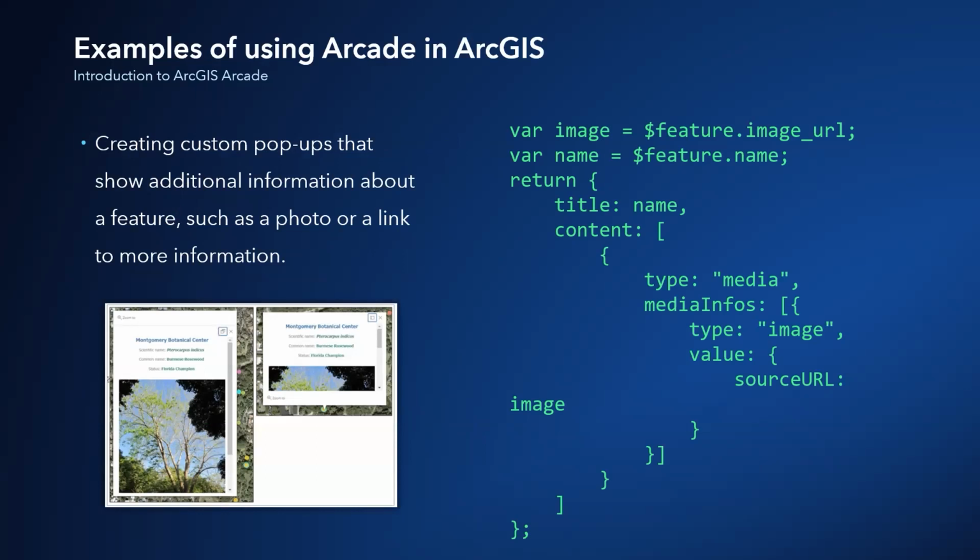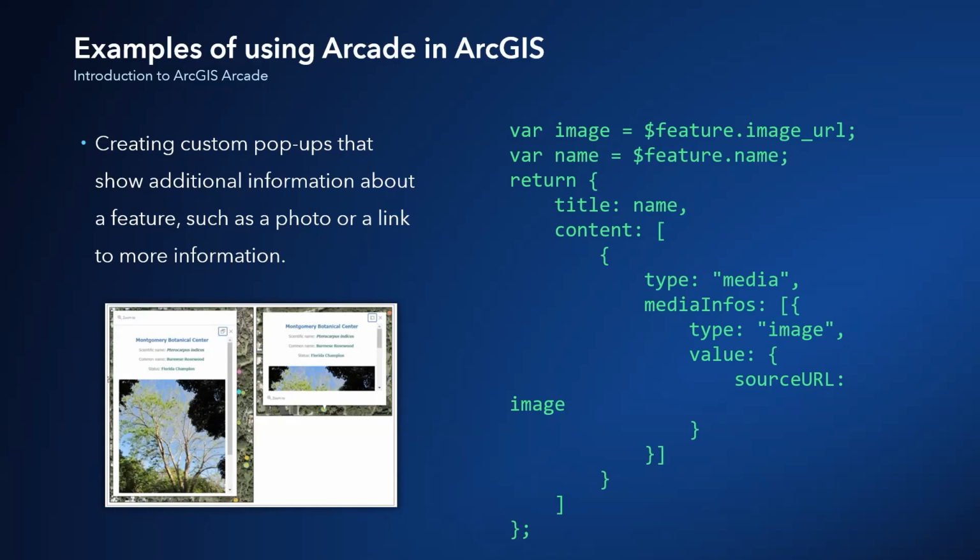The code starts by declaring two variables, image and name. The image variable is assigned the value of the imageURL attribute for the current feature, which presumably contains a URL pointing to an image file. The name variable is assigned the value of the name attribute for the current feature.